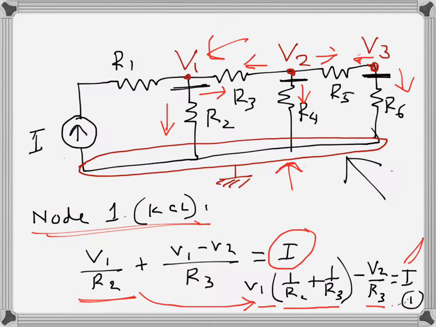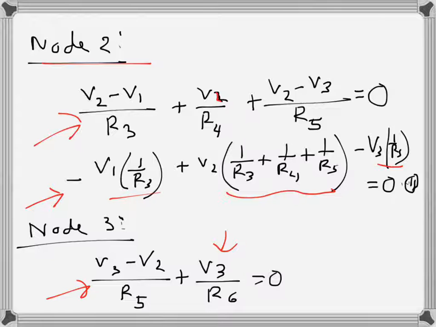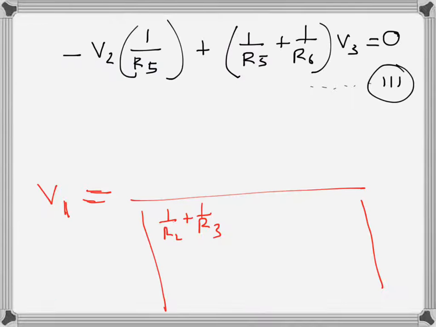Basically the determinants will be the constants. For the first one, 1 over R2 plus R3 is the coefficient in the first column. What I am doing is writing the coefficients of V1. For the second equation, the coefficient of V1 is 1 over R3, with a negative sign. And for the third one, the coefficient of V1 is 0.